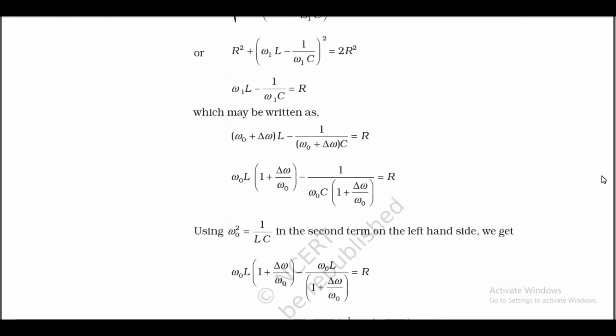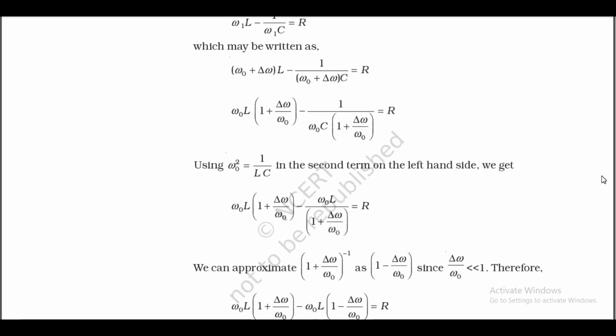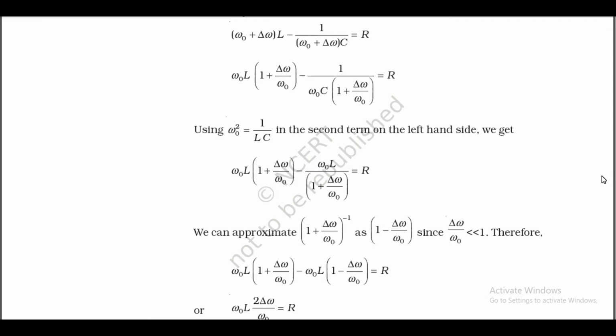Omega naught L into (1 plus delta omega by omega naught) minus 1 divided by omega naught C into (1 plus delta omega divided by omega naught) is equal to R. Using omega naught squared equal to 1 by LC in the second term on the left hand side, we get omega naught L (1 plus delta omega divided by omega naught) minus omega naught L divided by (1 plus delta omega divided by omega naught) is equal to R.